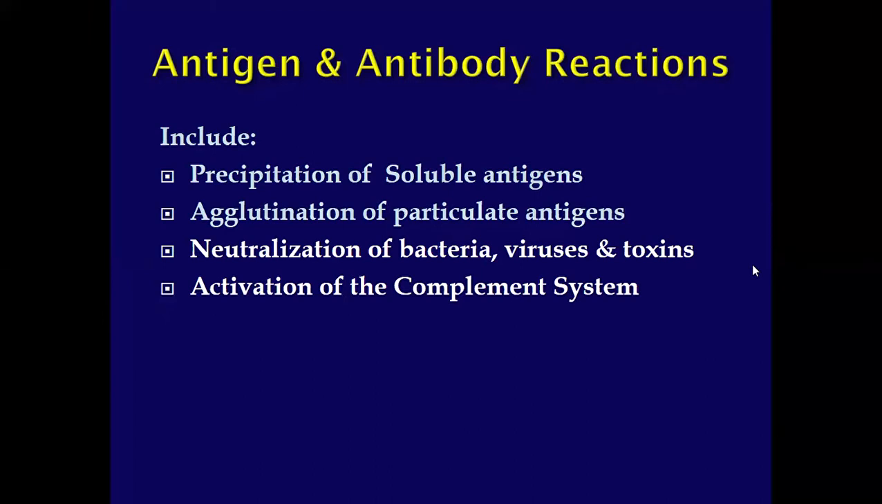So, Cesar, which antibody has been found to have good agglutinating activity? IgM, the mu. Okay, very good. So, immunoglobulin mu. And then, of course, another reaction is neutralization of bacteria, viruses, and toxins. And then participation in the activation of the complement system.